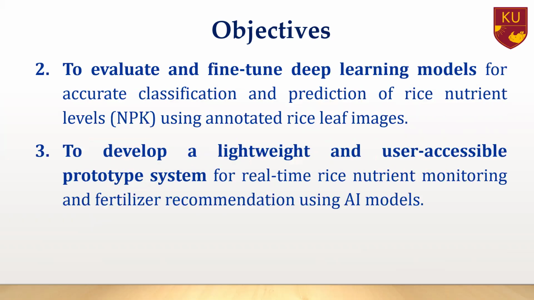Then the second objective is to evaluate and fine-tune deep learning models for accurate classification and prediction of rice nutrient levels. I'm taking NPK, nitrogen, phosphorus, and potassium, because these are called major nutrients for any plant. These three compounds are required for growing any kind of plant. So we are taking NPK, nitrogen, phosphorus, and potassium.